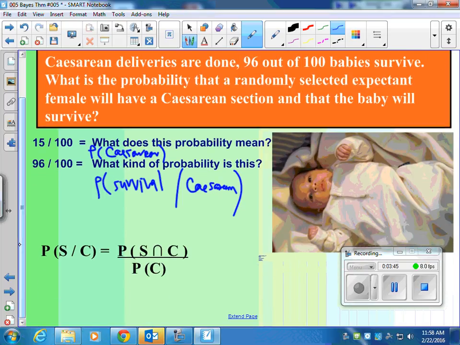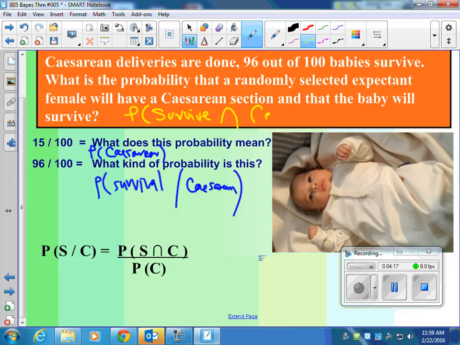If we look at the formula that we had, the conditional probability of survival knowing cesarean is going to be the intersection of cesarean and survival over the probability of cesarean. So what we're looking for here is the probability that it's a surviving baby and it's a cesarean.